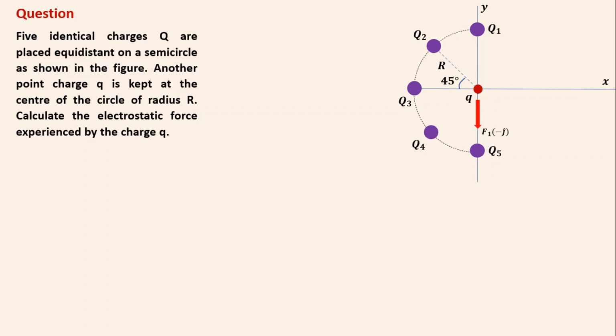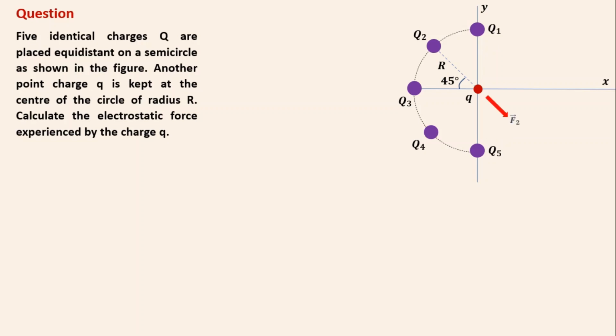Now let us find the force on small q by Q1. It is F1 vector in the direction of negative y-axis. We find the force on small q by Q5. The force will be in the direction of positive y-axis. These two forces are equal in magnitude, opposite in direction, so they cancel each other.